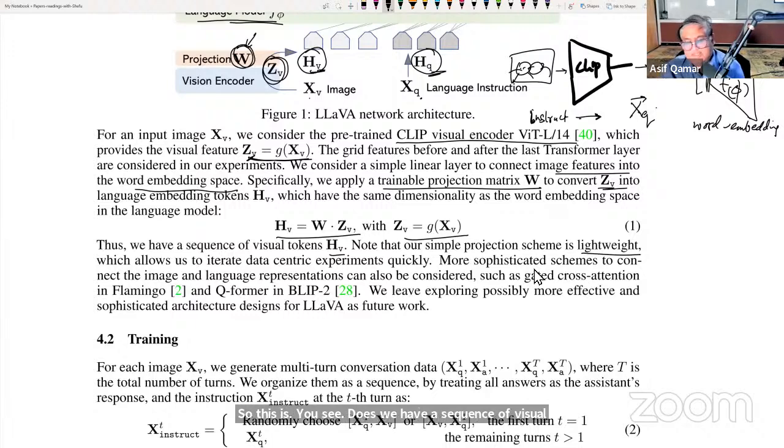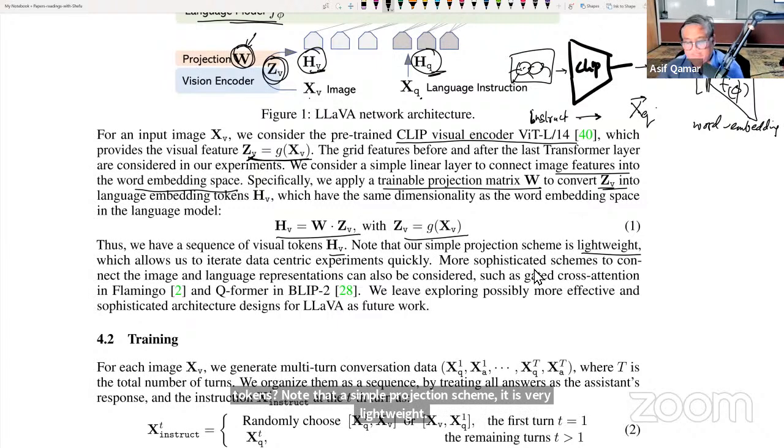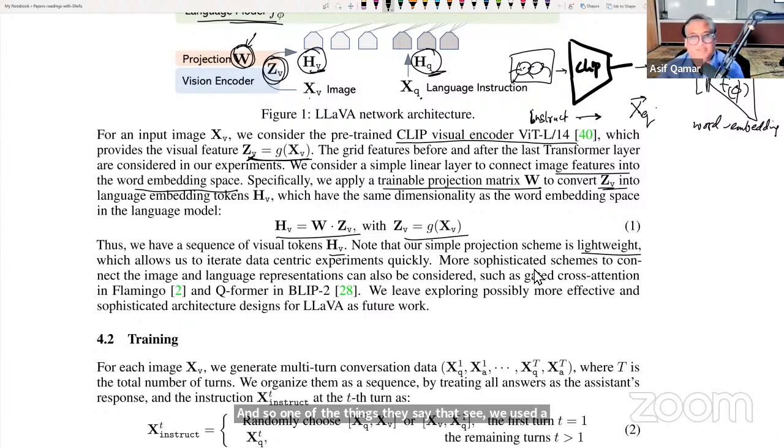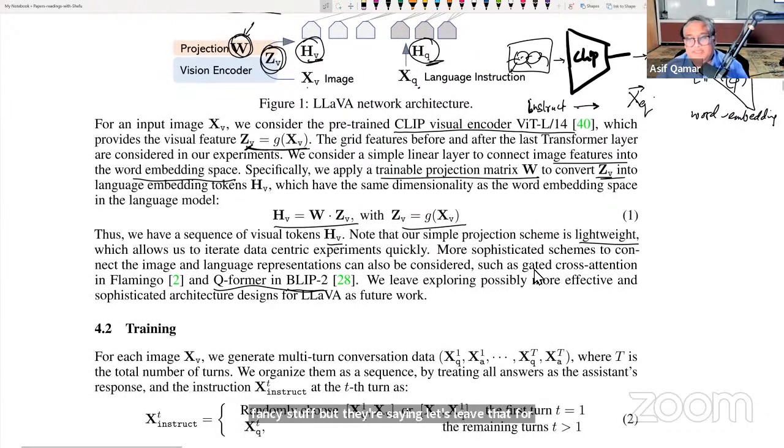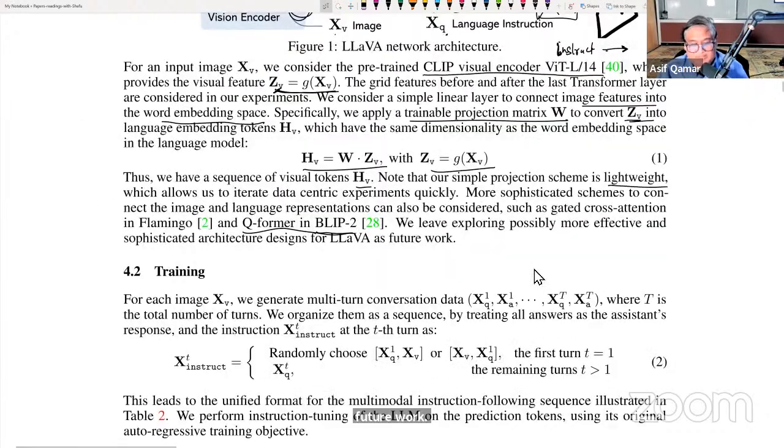Note that our simple projection scheme is very lightweight. So one of the things they say is that we used a very simple idea. We could have gone fancy. For example, if you're familiar with the BLIP-2 architecture, which we talked about just a little while ago, you could use all sorts of contrastive loss and the whole architecture of BLIP-2 and a Q-Former, and you could have done image grounding and all of that fancy stuff. But they're saying, let's leave that for future work. We are just using a simple matrix, plain and simple.